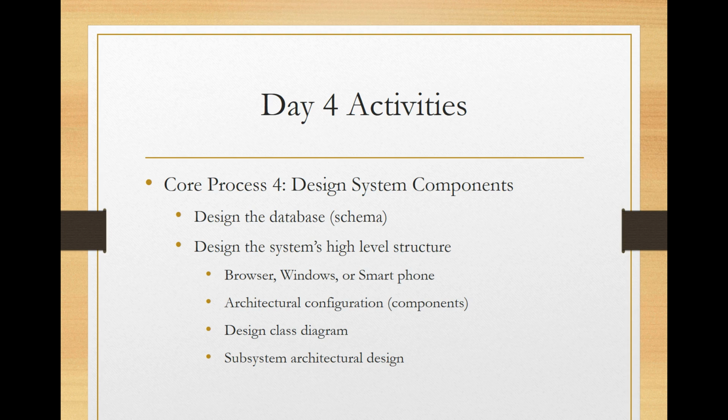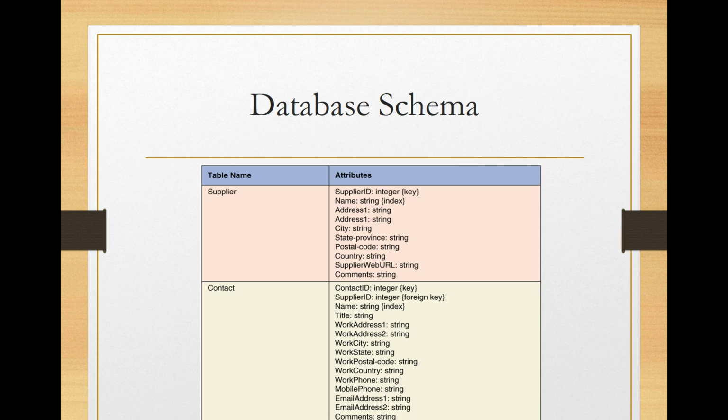So how is it going to interact? Are we going to interact only with a browser? Are we going to have a smartphone app? What kind of things are we going to have? What are our class diagrams? And so here's our schema. So in other words, here's our table name. So in the supplier table name, we have ID, name.